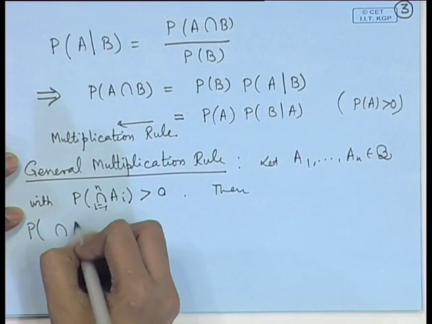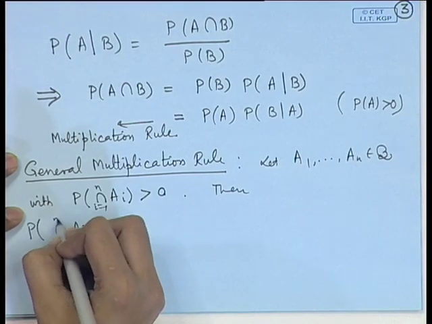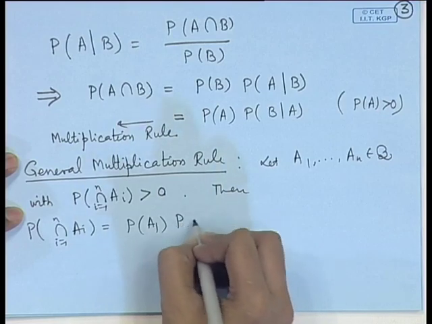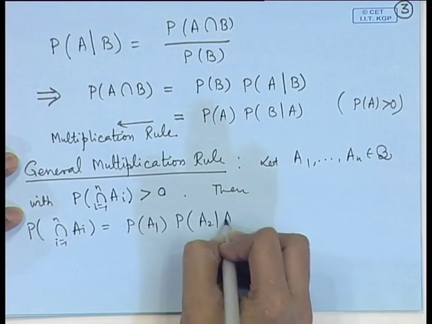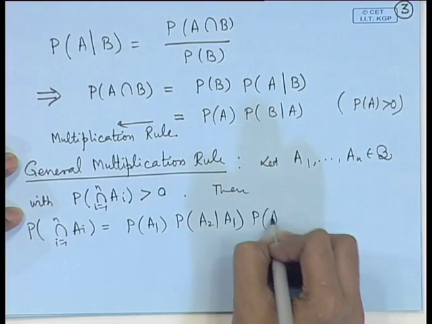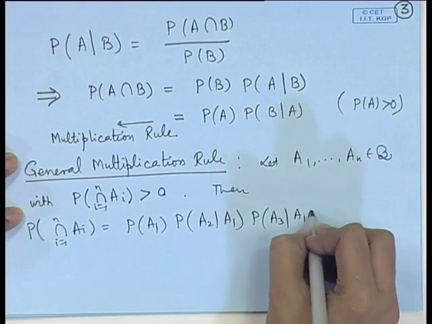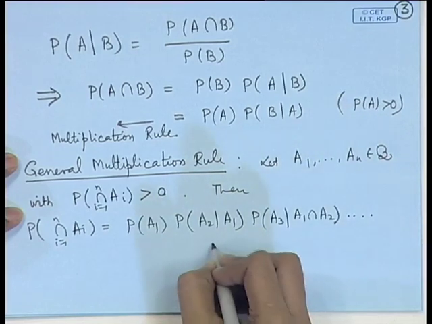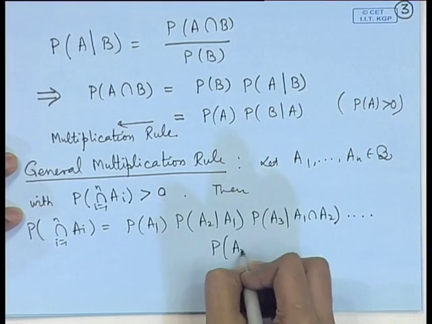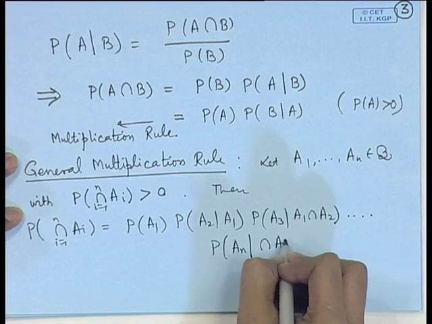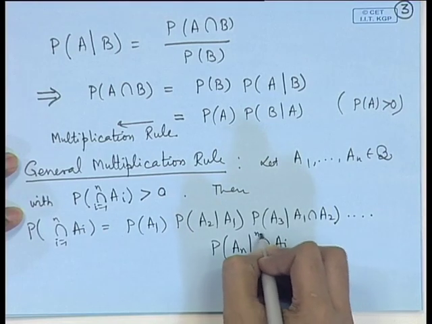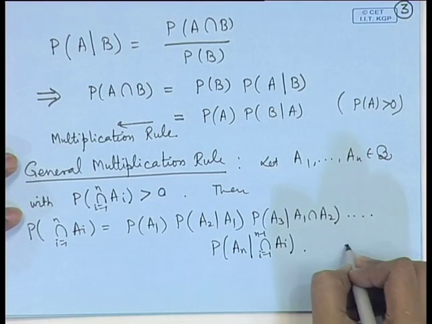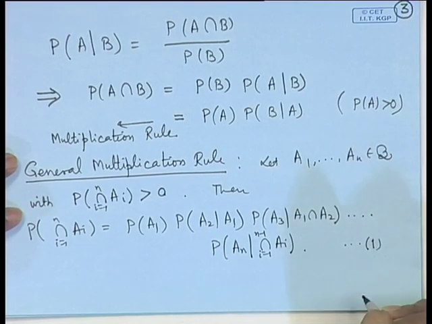Then the probability of the intersection of Ai, i equal to 1 to n, can be expressed as probability of A1 into probability of A2 given A1 into probability of A3 given A1 intersection A2, and so on, probability of An given the intersection of Ai, i equal to 1 to n minus 1. Let me give this statement number 1.